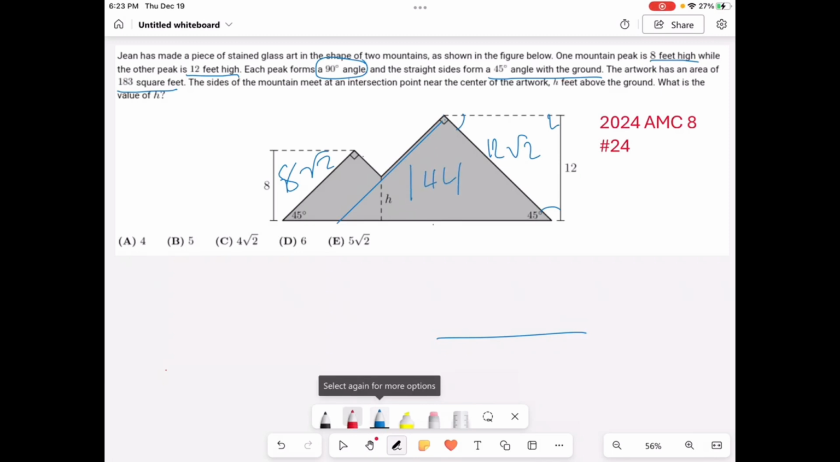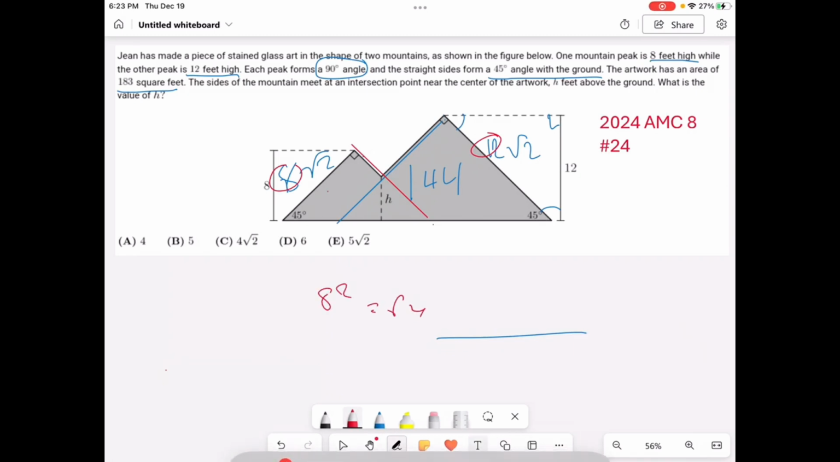Okay, now what about here? Let's draw another triangle here. Okay, what about that triangle? Well, that's going to be the same thing, but instead of using 12, we're going to use 8. So we already know that's going to be 8 squared, which is going to be 64. So that is going to be 64.